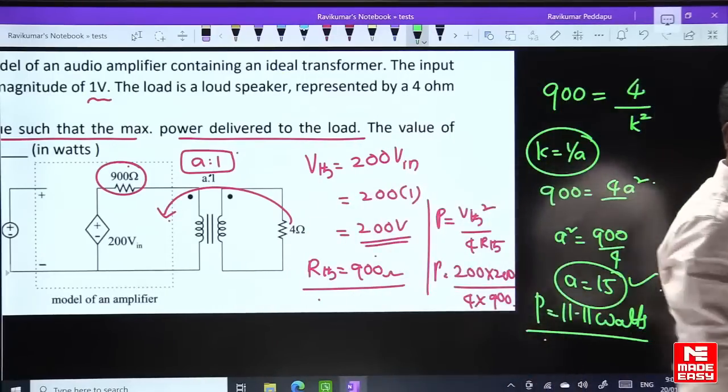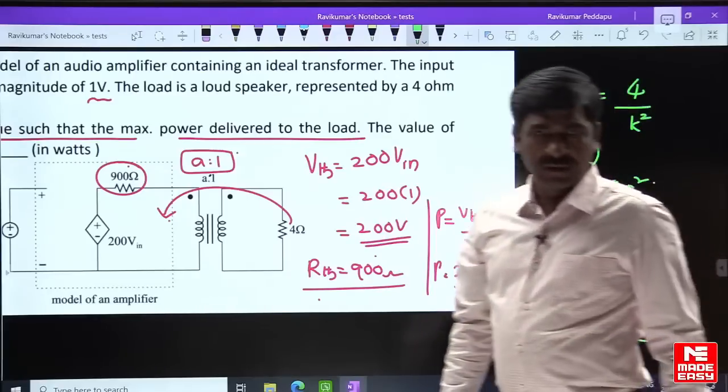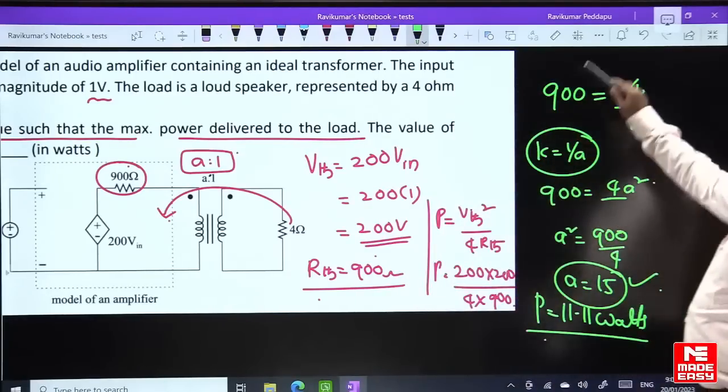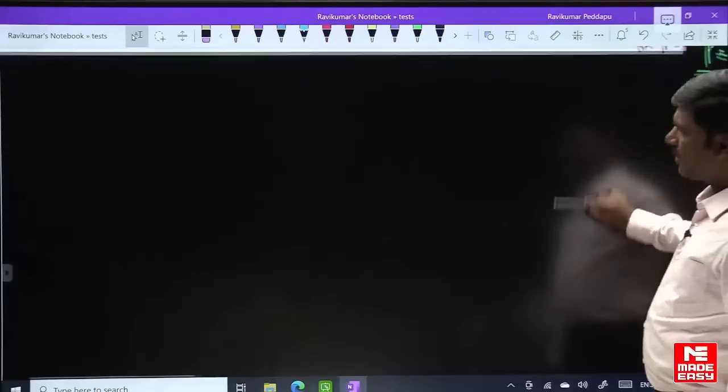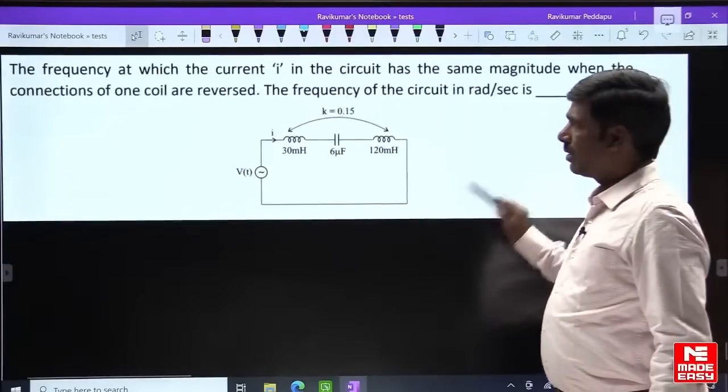Okay, the answer is given. Oh, more number of people. Only 3 members are given. Correct answer now. A is equal to 15 is given. Okay, last question. Now give answer for this question.